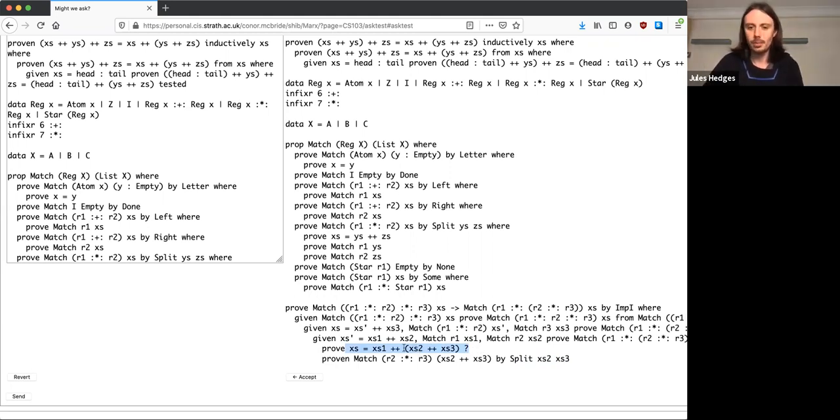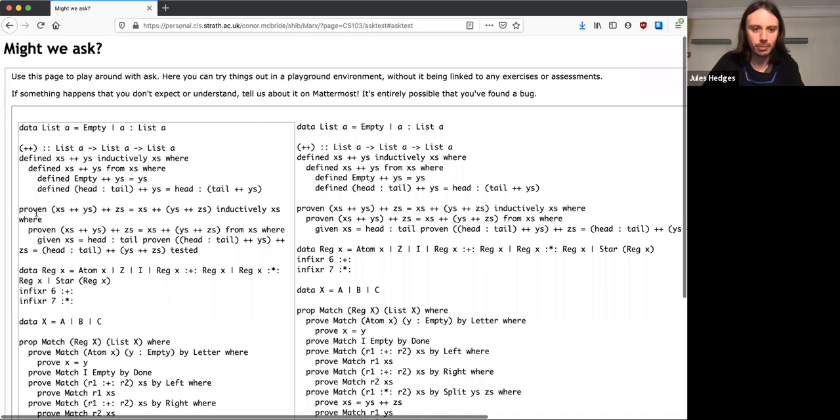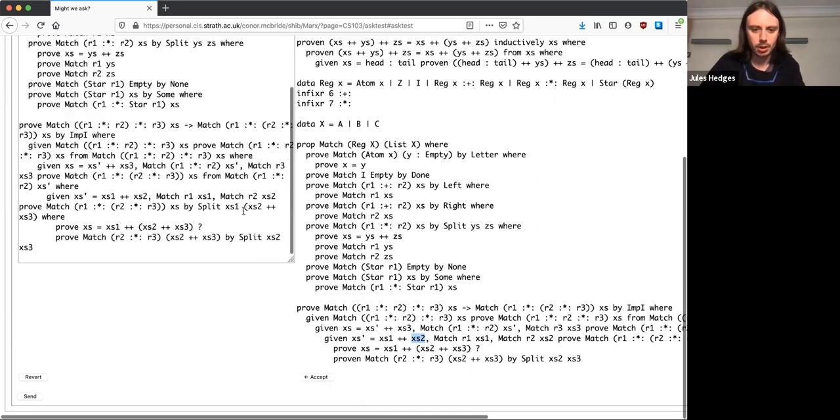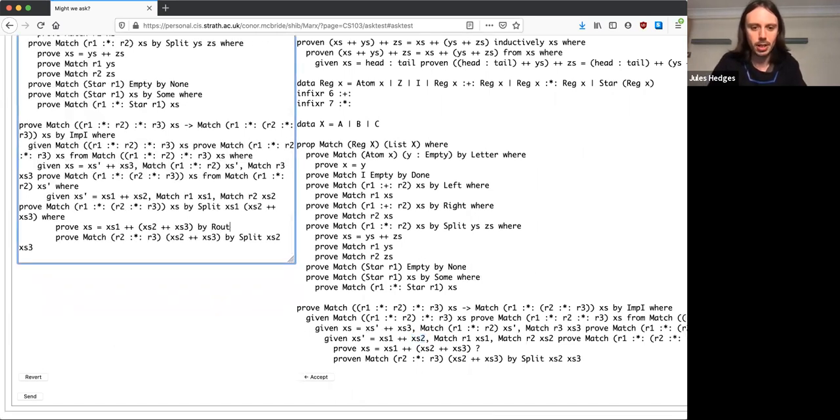Now, if I look at my givens, I know that xs is xs prime concatenate xs 3, and xs prime is xs 1 concatenate xs 2. So I can make progress on this by changing the bracketing. And up here I've written the rebracketing rule for list concatenation as a helper proof. So I'm going to make progress by saying by root of the other bracketing.